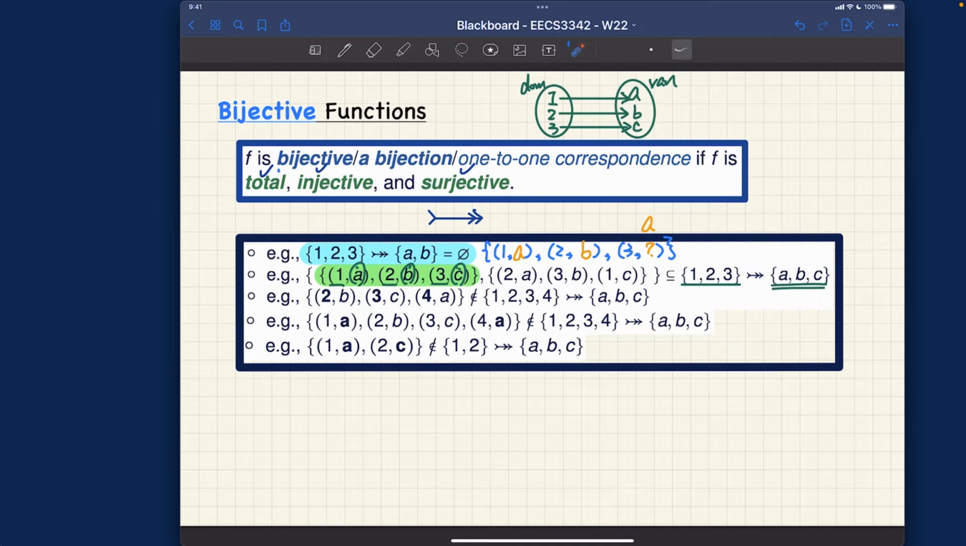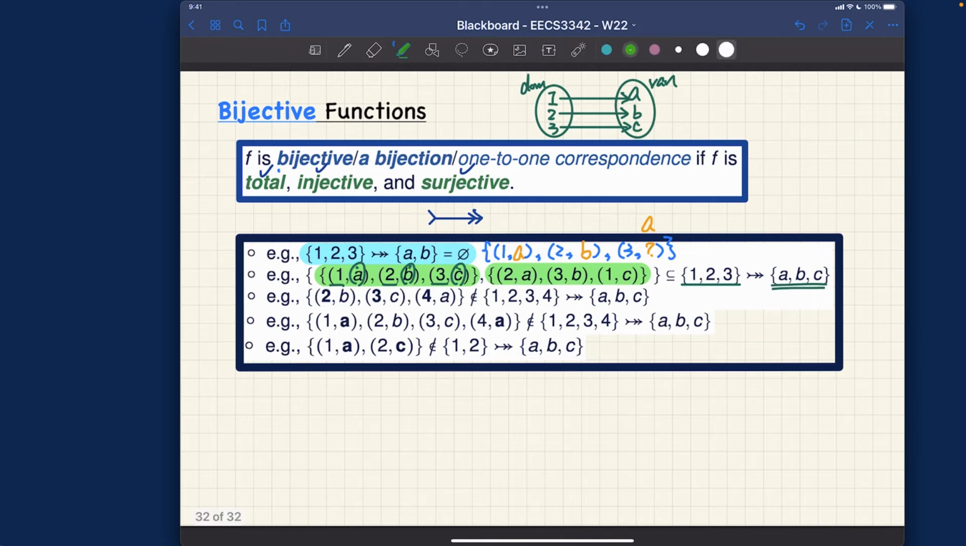Let's now take a look at the second one. Over here, that is also total, injective, and surjective, right? Very quickly. Total, because 2, 3, 1 over here is exactly equal to the first set. It is total. Injective, A, B, and C are simply no duplicates over here, so it is injective. And also A, B, C exactly equal to the second set. In that case, it is surjective, right? You can visualize it like that if you wish. All right. Let's move on to the next one.